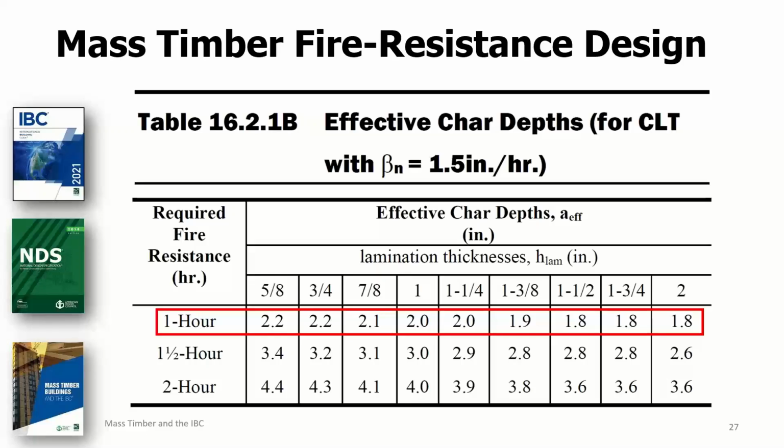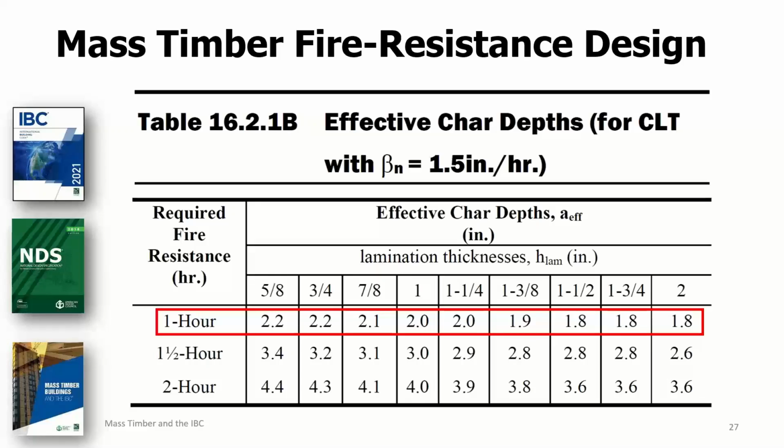It's not quite as simplified, and it can be used for other CLT layups that have different lamination thicknesses through the cross section. That's not quite as common, at least not here in the US, so that's why this primary design guidance is just based on the assumption of equal lamination thicknesses.